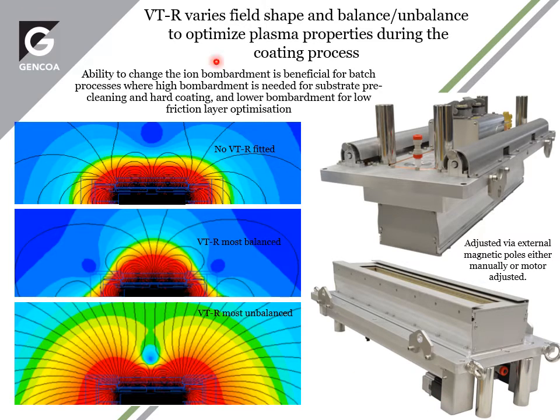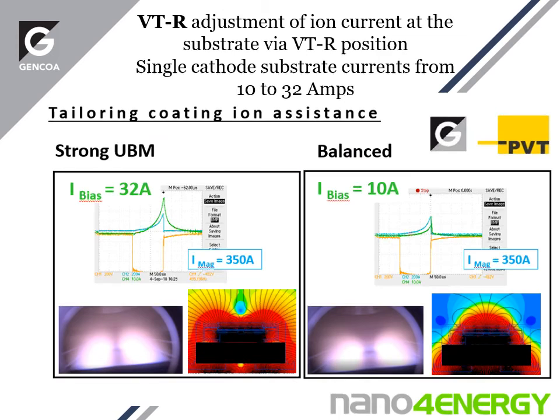So this just shows magnetic design, magnetic field. For a certain source with no VTR fitted, it's just got the magnetic poles in the body. This is when we fit the VTR and we've got it in its most balanced, so we can see we've got a very strong interaction and balanced field with the anode, so minimal release to the process, and we can direct electrons away, which is useful for certain processes such as hard carbon. And then the VTR in its most unbalanced form, where we're releasing the plasma to the process and producing the ion energy that we need to assist.